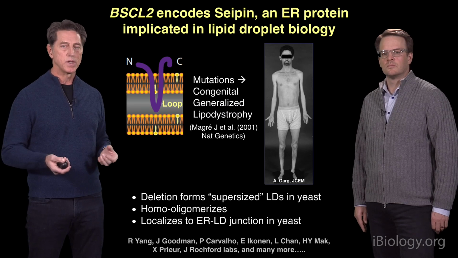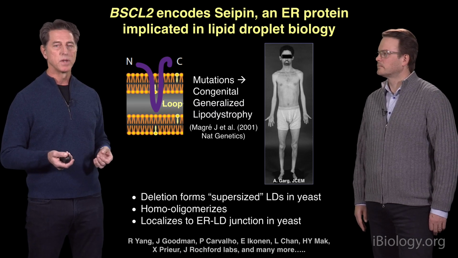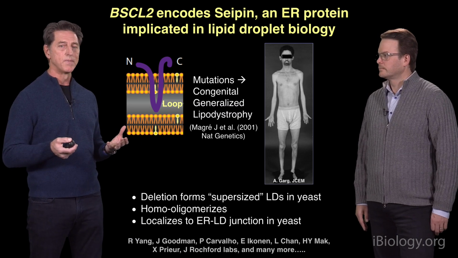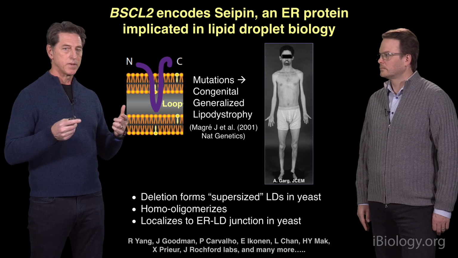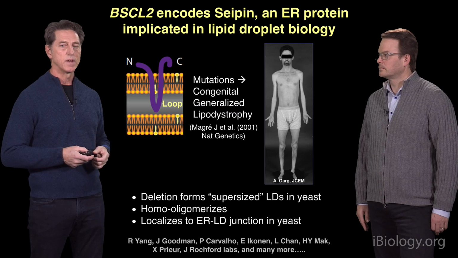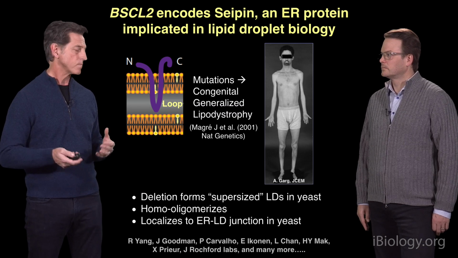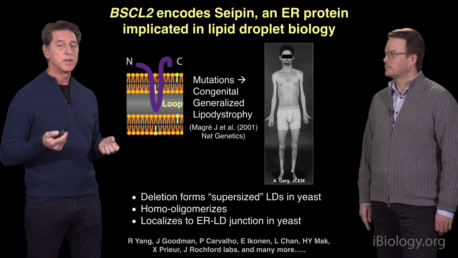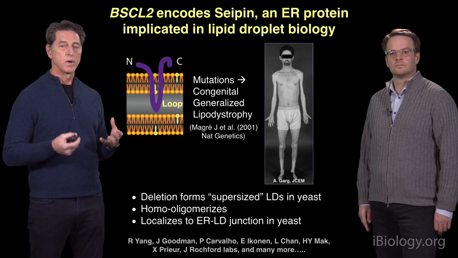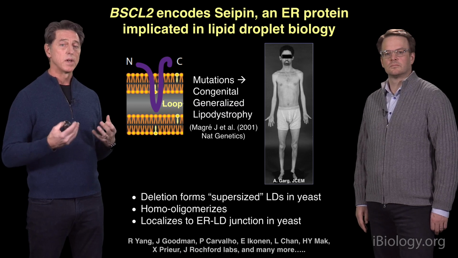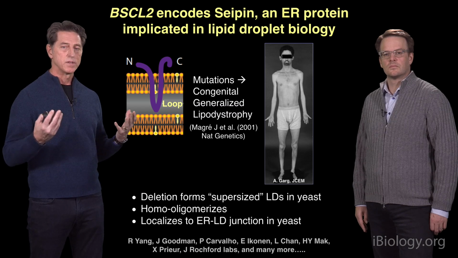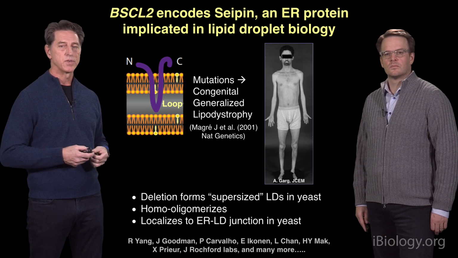Seipin is an ER protein, as shown in the cartoon on your left, which has N and C termini that are oriented towards the cytosol. It has two transmembrane domains and an evolutionarily conserved loop that is oriented towards the lumen of the ER. And seipin was identified in 2001 as one of the causative genes for congenital generalized lipodystrophy, an example of that syndrome where there is a lack of body fat is shown in the image on your right.